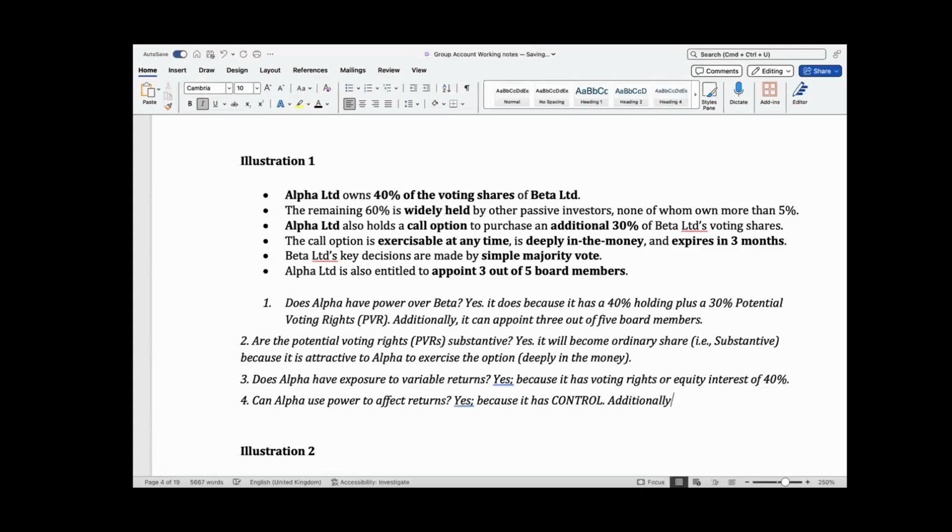Additionally, key decisions in Beta are made by simple majority and Alpha can appoint 3 out of 5 board members. So all this is just revising what you have learned so far.